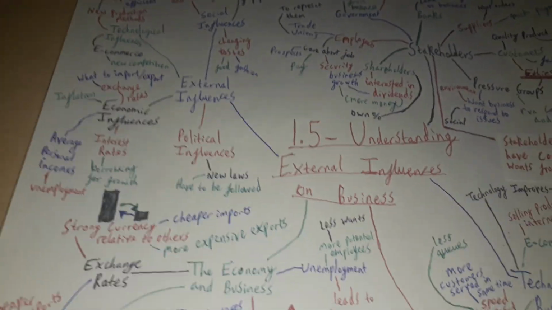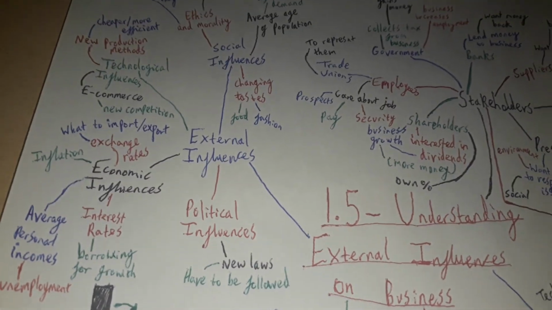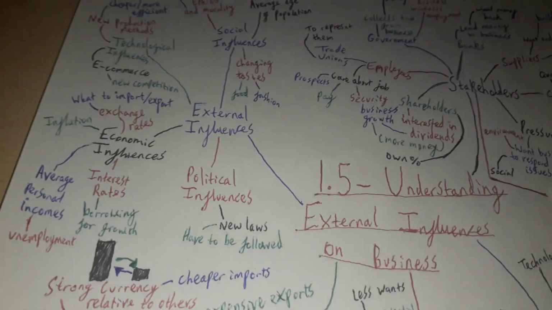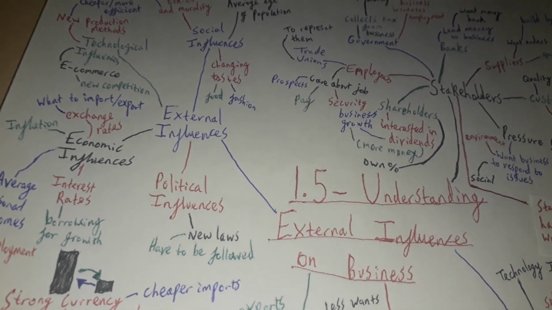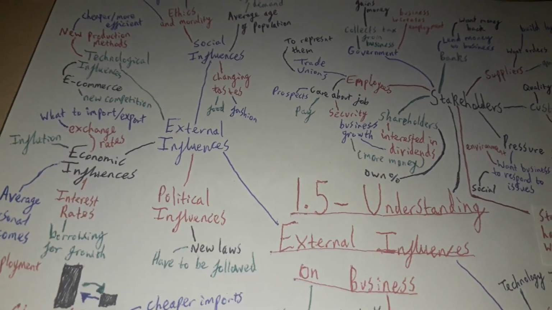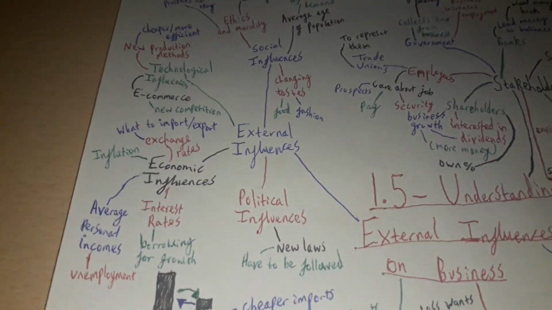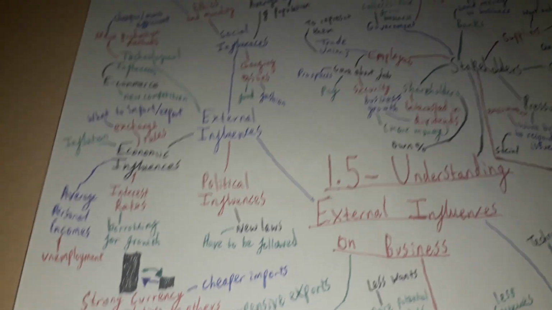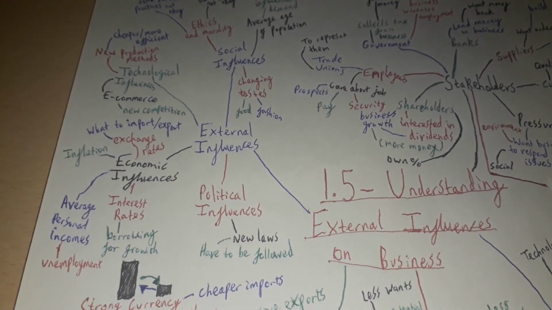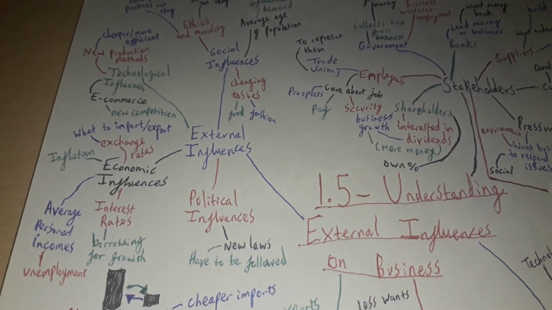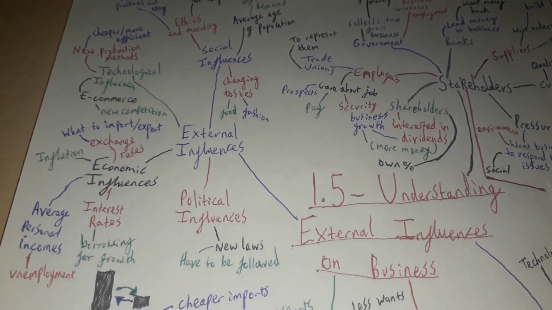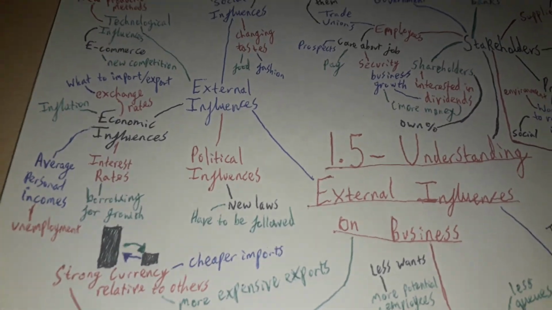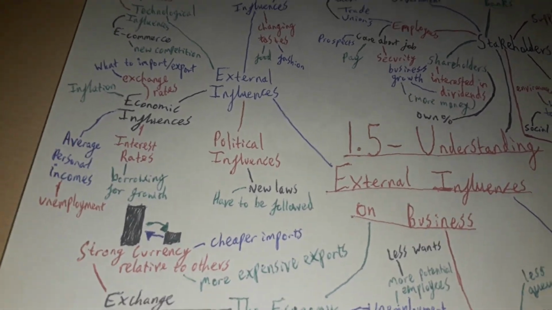So this is sort of like a summary of everything we've had so far. So first there's political influences, which are new laws which have to be followed. So these have to be followed by the business, or it can of course lead to bad things for them, like fines. And next, economic influences. So this is all about the monies. So exchange rates help tell the business what to import or export. Inflation, of course, exists. Interest rates help know when it's the best time to borrow for growth and when it's the best time to not borrow, obviously.